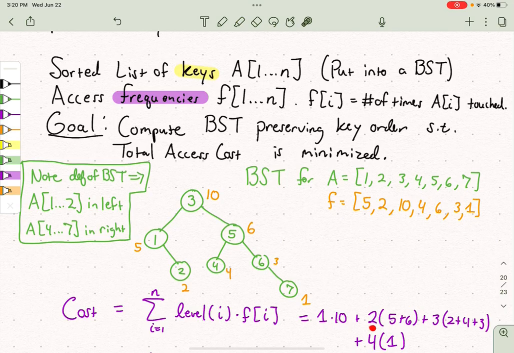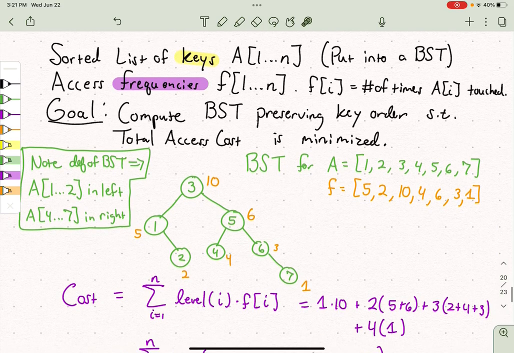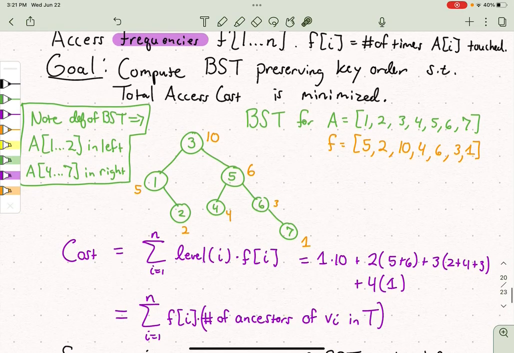Then we have 2 times 5 plus 6. That's for nodes 1 and 5, which are accessed 5 times and 6 times respectively. For each access, we have to first go through the root node and then go through to 1. That's why the level appears in these costs. Another way to say this is it's the frequency of each item i times the number of ancestors, which is equivalent to the level.